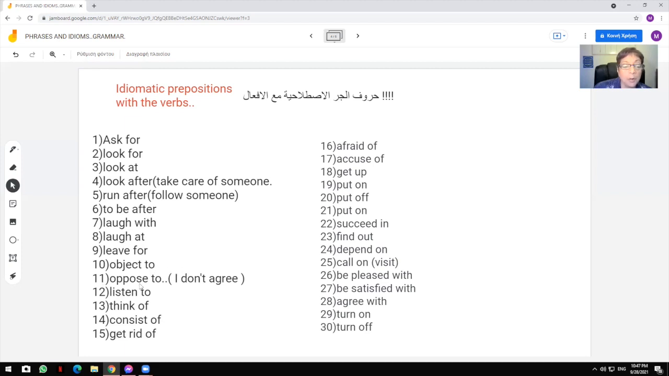Eleven, oppose to. I oppose to, it means I don't agree. It means I am not in agreement. I oppose to what you are saying. Means I don't agree. Agree means to agree, or here it says I don't agree, which means not in agreement.